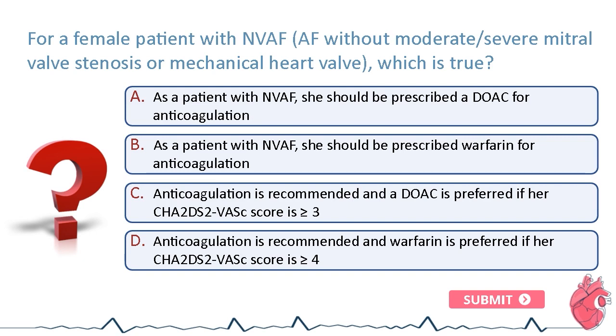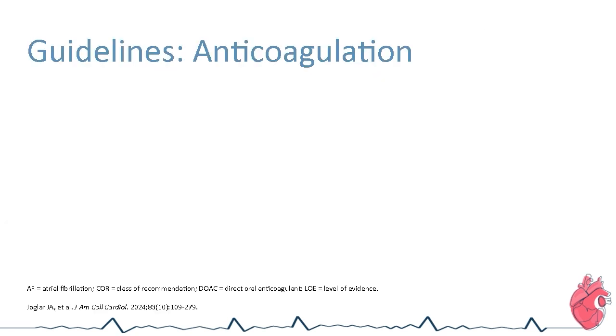A, as a patient with non-valvular atrial fibrillation, she should be prescribed a DOAC for anticoagulation. B, as a patient with non-valvular atrial fibrillation, she should be prescribed warfarin for anticoagulation. C, anticoagulation is recommended and a DOAC is preferred if her CHA2DS2-VASc score is greater than or equal to 3. Or D, anticoagulation is recommended and warfarin is preferred if her CHA2DS2-VASc score is greater than or equal to 4. Please vote.